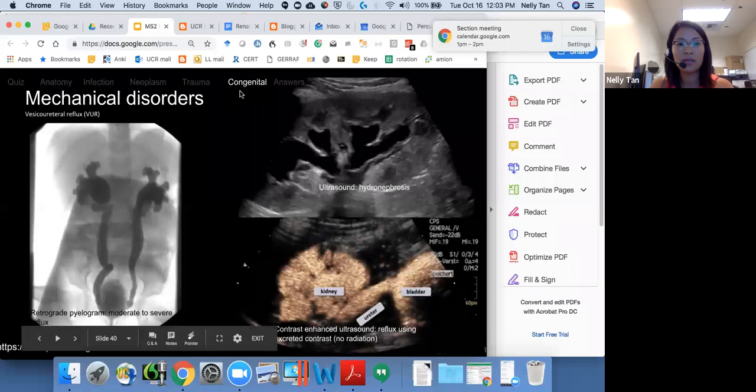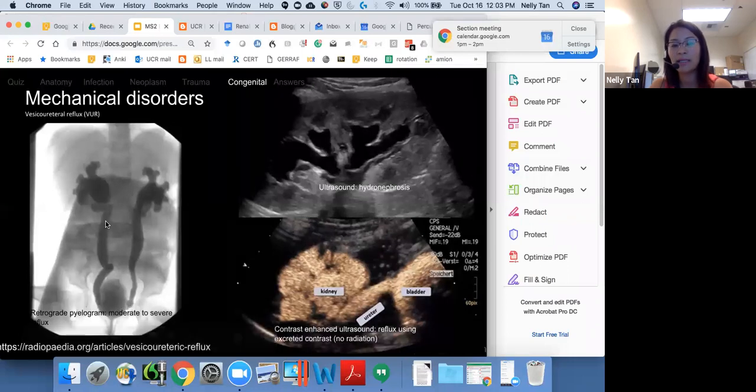Congenital, okay, we're almost done. Congenital findings. This is an example of vesicoureteral reflux. Basically, the urine refluxes back up because the ureters typically go into the bladder through a tunnel, and it's weak or shortened. So the mechanism is sort of compromised, and they have free reflux back into the kidney system.